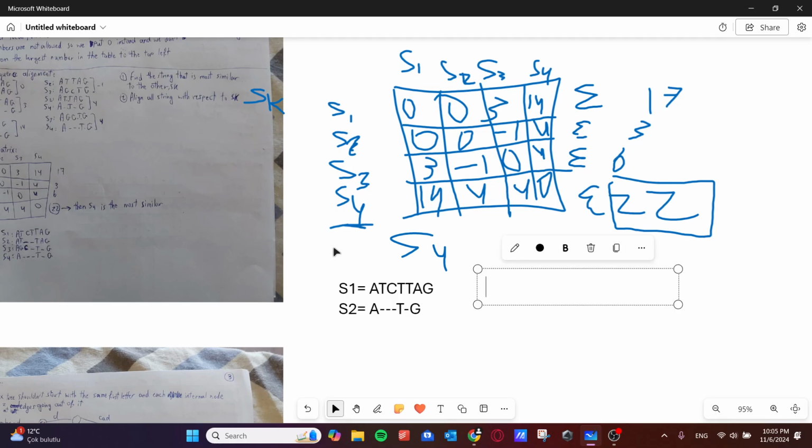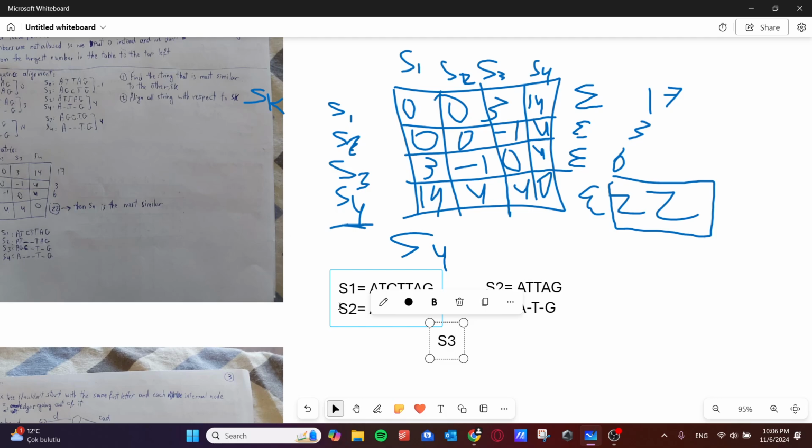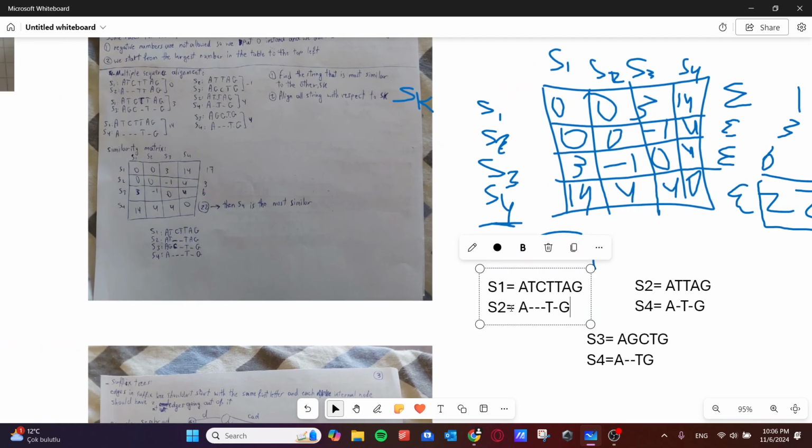S2 is equal to A T T A G. S4 is equal to A gap T gap G. Okay, so the third one is S3 equal to A G C T G, and S4 is equal to A gap gap T G. This should be 4, by the way.